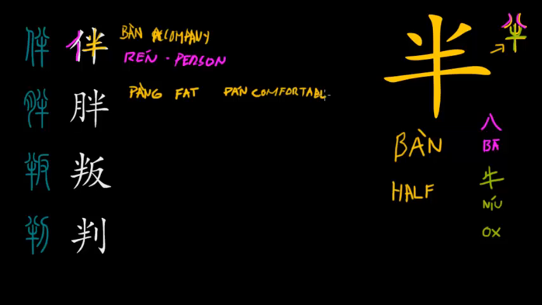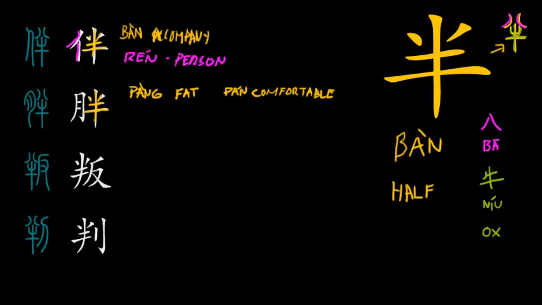Comfortable. So the main pronunciation, or the more frequent pronunciation, pang, is not a perfect match with the ban phonetic element, which is this one over here on the right side. But the pan pronunciation, comfortable, which is, I'm guessing and assuming, the earlier pronunciation of this character, is much closer to pan. So the tone is different and the initial consonant is different, but it's a very, very close pronunciation, so definitely this is the phonetic element.